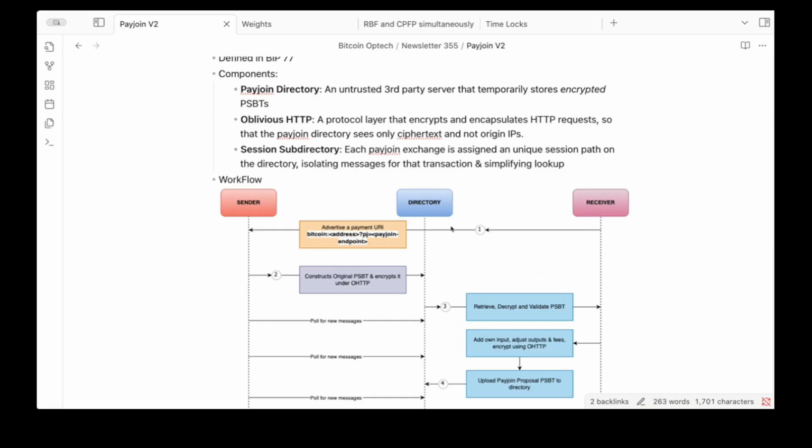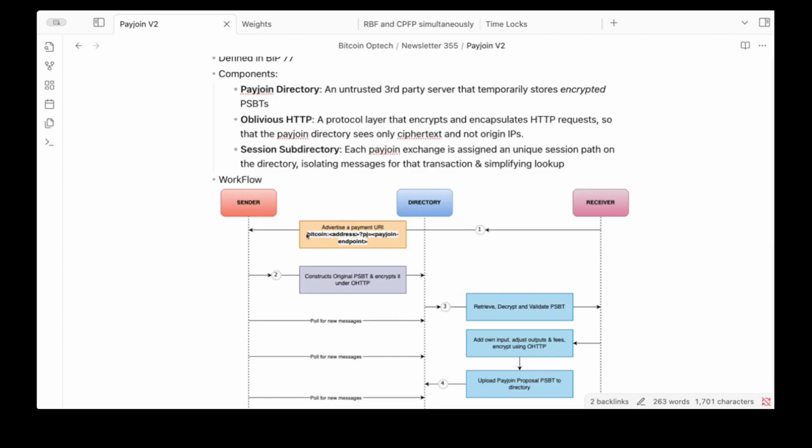So what this enables is that the protocol can become asynchronous, and there is no need for the sender and receiver to sequentially communicate and then finalize the transaction and then broadcast it. So here communication can happen asynchronously. As with PayJoin V1, the receiver advertises his Bitcoin address and the PayJoin endpoint. So this endpoint and address is basically stored in this directory. The sender can fetch what he is looking for from this directory.